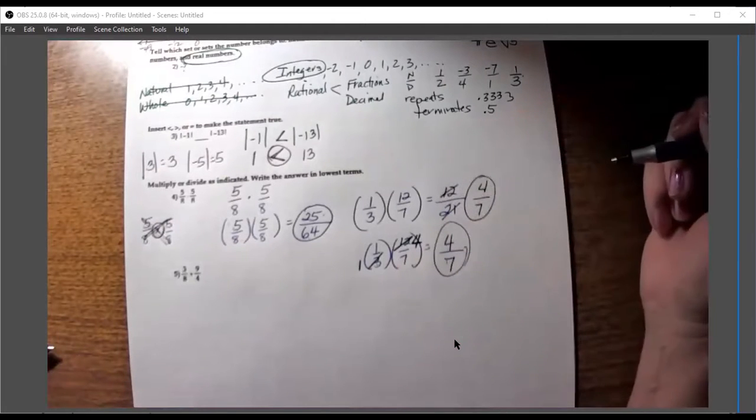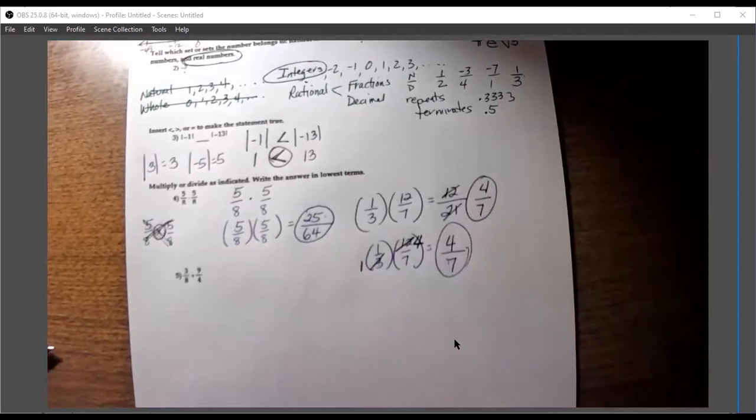Multiply and then reduce, or reduce and then multiply. Six of one, half a dozen of another. Just remember your answer has to be in reduced form. So that's how you multiply fractions. You multiply the numerators across and the denominators.